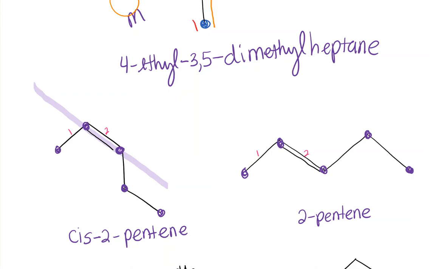On the other one, when we draw our river like that, the carbon groups are on the opposite sides or across from each other, and so that is called trans.